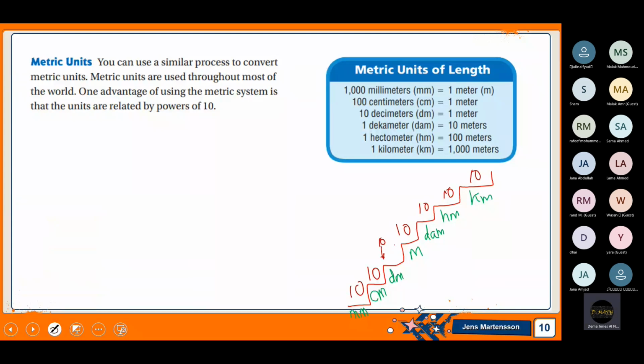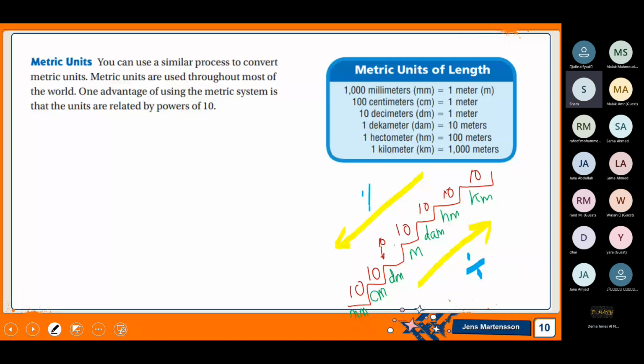Now, here you have stairs. When you want to go upstairs, I mean, if you want to convert from centimeter to kilometer, you have to divide. And if you want to go from up to down, you have to multiply.